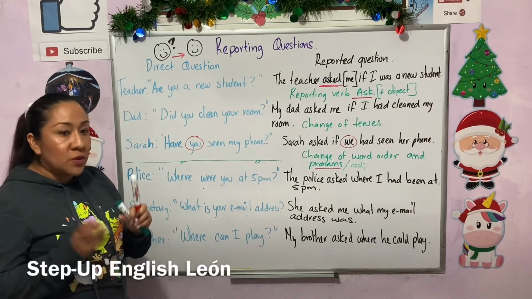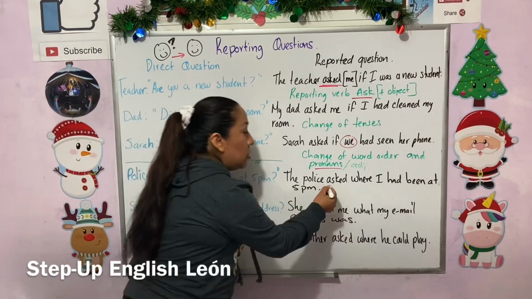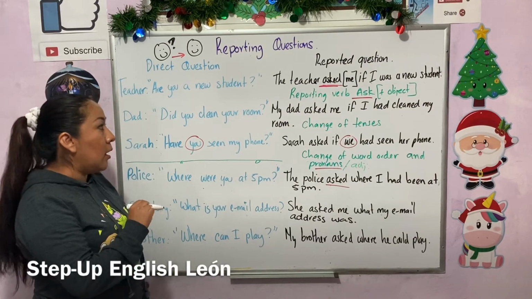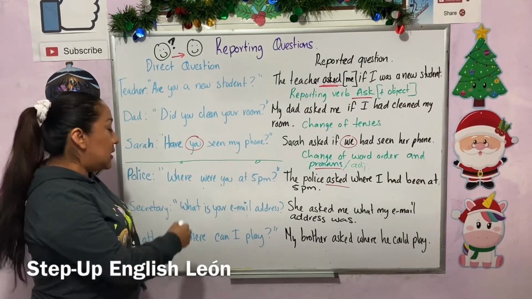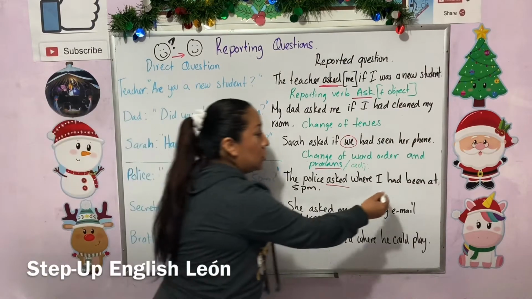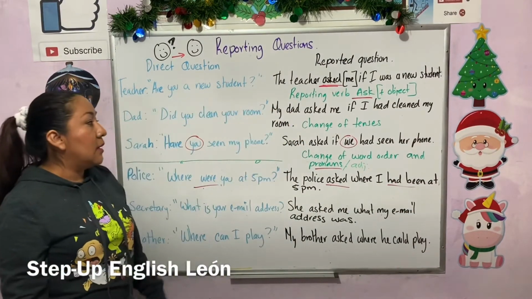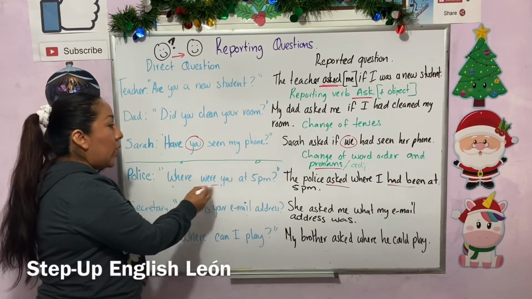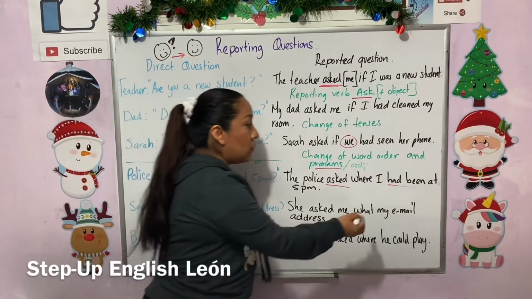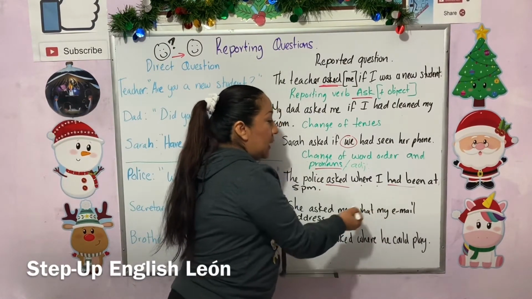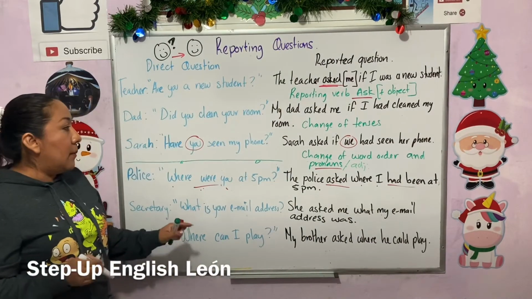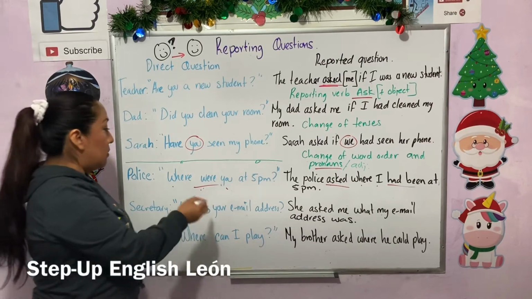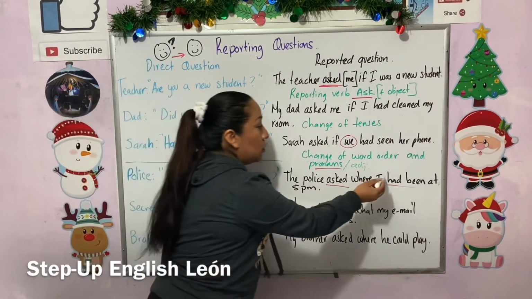So I have to do the same thing again. Use the verb ask in past. Change the tenses, past simple to past perfect. The change of word order, question form, where were you, to sentence form, where I had been. And change of pronouns or adjectives, in this case pronouns, you to I.